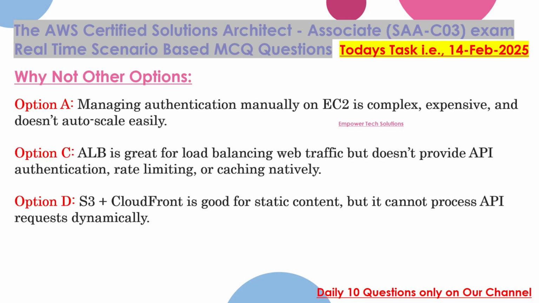Why not other options? Option A. Managing authentication manually on EC2 is complex, expensive, and doesn't auto-scale easily. Option C. ALB is great for load balancing web traffic but doesn't provide API authentication, rate limiting, or caching natively. Option D. S3 plus CloudFront is good for static content, but it cannot process API requests dynamically.